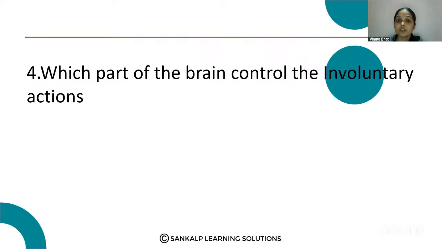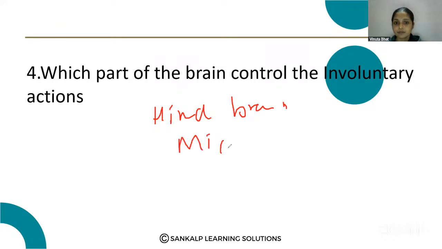Which part of the brain controls the involuntary activities? Mainly the hindbrain and the midbrain, which control the involuntary actions.